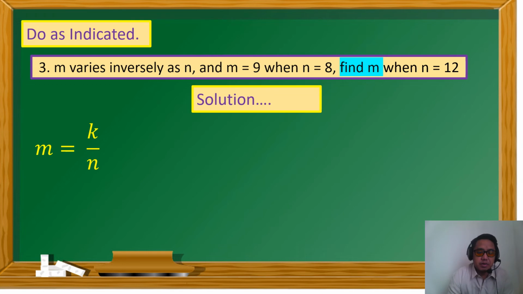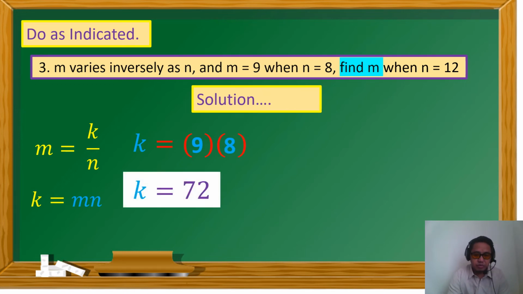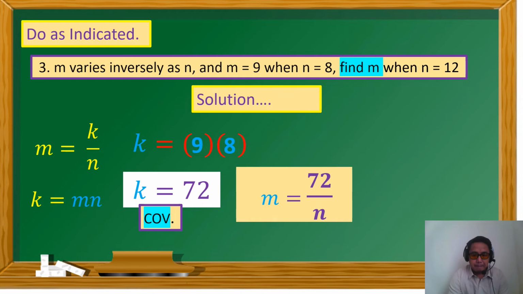So let's write m varies inversely as n. This is the mathematical sentence of that. So k is equal to the product of the variables, m times n. Again, m is equal to 9, n is equal to 8. So that means k is equal to 72. That's your COV. After finding the COV, the next is your EOV, or equation of variation. So from here, m is equal to k over n. Just substitute the value of k, 72.